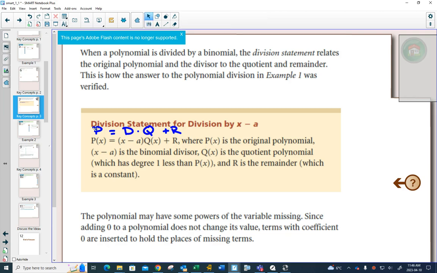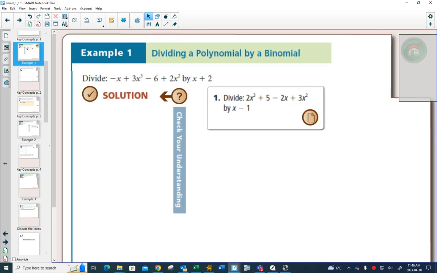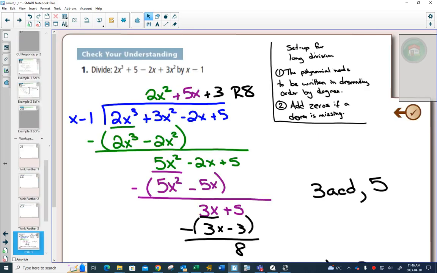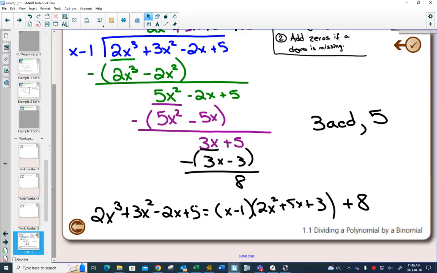Okay, so let's look at the example we just did. We just did this division, and this was the polynomial that we started with. We divided it by x minus 1. This is the answer we got, which was our quotient. And then we had to add the remainder.